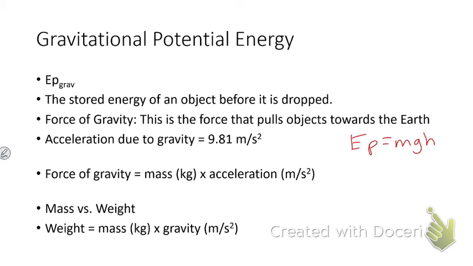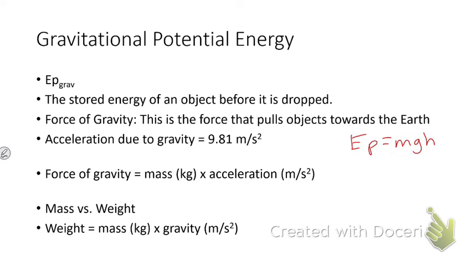Mass versus weight. Your mass is going to be the same anywhere in the universe. Mass is measured in kilograms. Weight is going to be your mass multiplied by the acceleration due to gravity at that location. So on the moon, you're going to have less weight than you would on Earth because the force of gravity is lower on the moon.